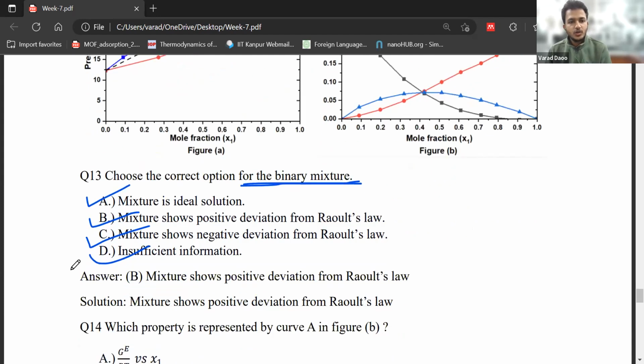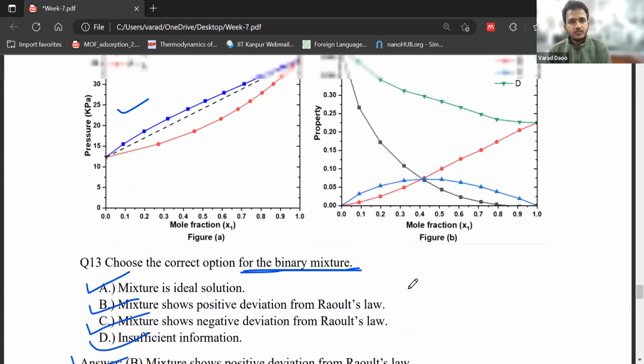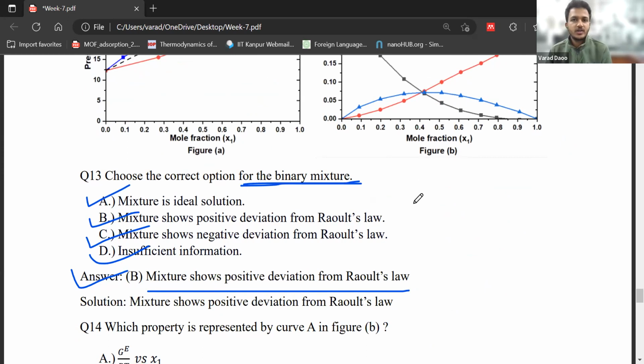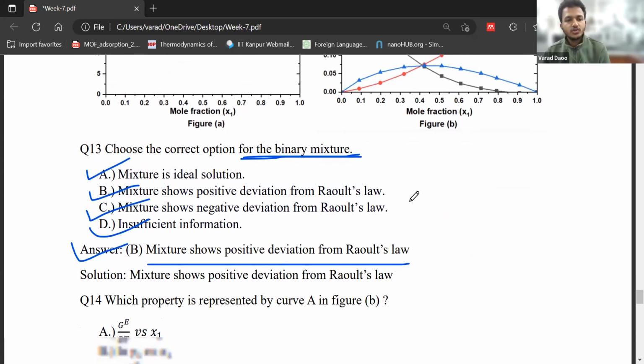So the correct answer is option B. Okay. The mixture shows positive deviation from Raoult's law. Okay. We'll move on to the next question. As this is a theoretical question, if you have any doubt, you can ask. Okay, then we'll move on to the question number 14.